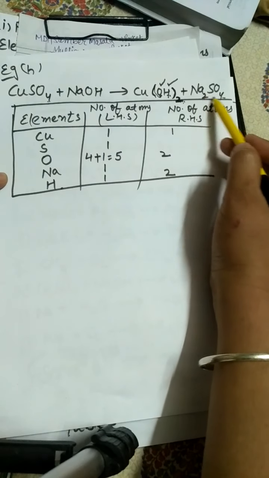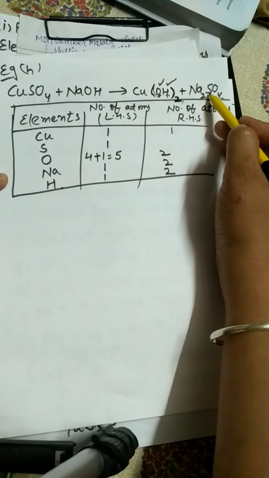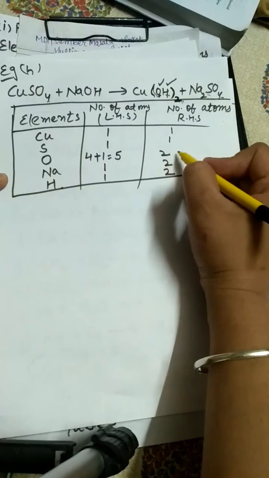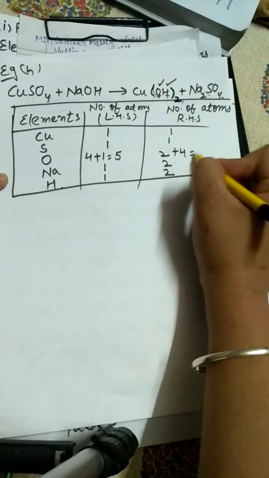Here on the last compound, sodium has how many atoms? 2 atoms. Sodium has 2 atoms. I will write 2 here. Sulfur. Sulfur has only 1 atom. And last, oxygen is left. Oxygen has 4 atoms. So 2 plus 4, which is equal to 6. So the total number of atoms I have written in front of you.